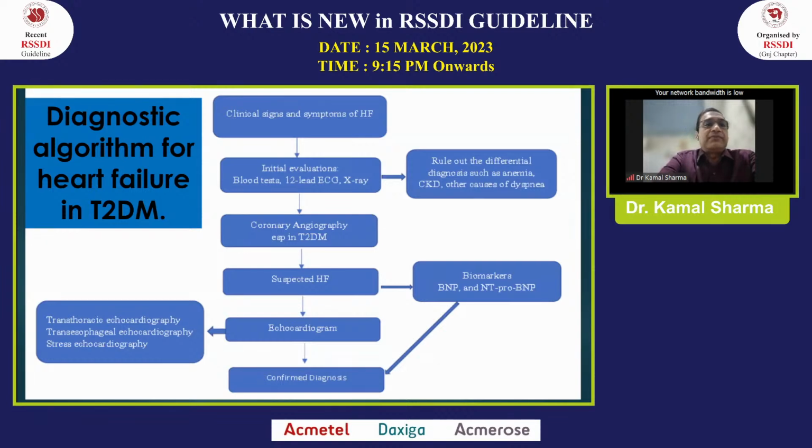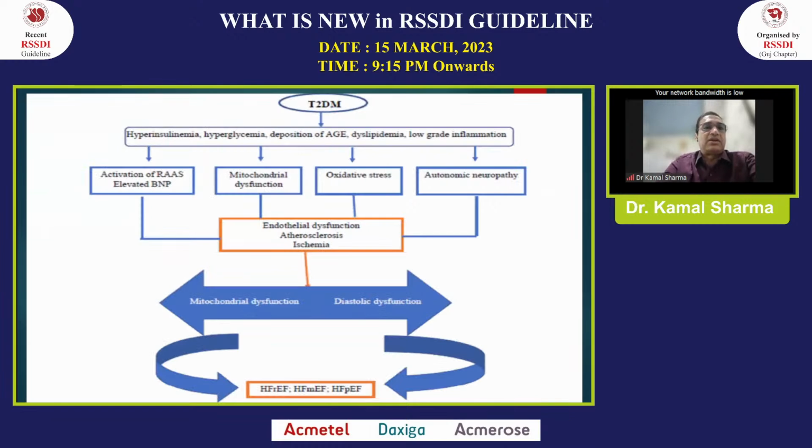So the algorithm for management of heart failure in type 2 diabetes would go something like this, and this is what is being proposed. Clinical signs and symptoms of heart failure: we will get a blood test, X-ray, ECG, rule out differentials like anemia and CKD, look at an angiogram, suspect heart failure, look for biomarkers like NT-proBNP or BNP, confirm the diagnosis, and then you can go to transthoracic or stress echo if required. Next slide.